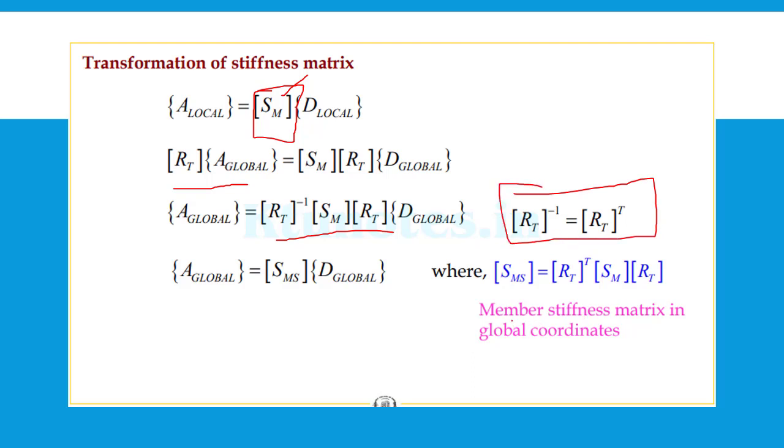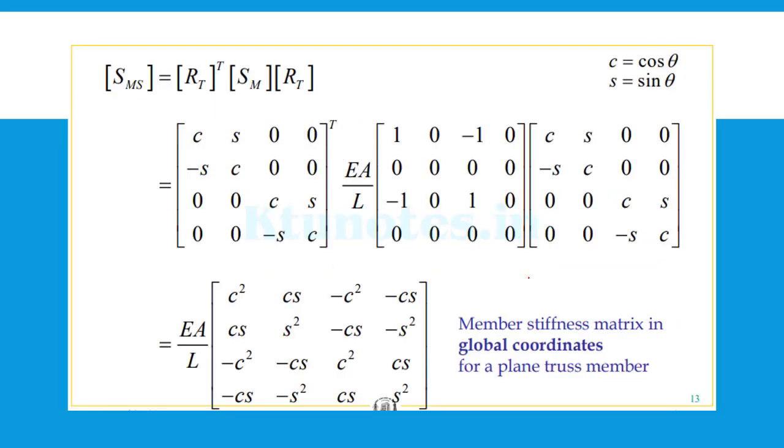SMS is the member stiffness matrix in the global coordinate, and Sm will be the member stiffness matrix in the local coordinate. You can also remember it like this: Sm will be the local one, SMS will be for the structure, which is actually the global coordinate. So we have SMS is equal to RT transpose into Sm into RT.